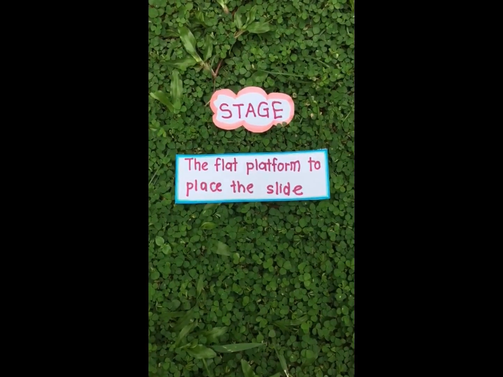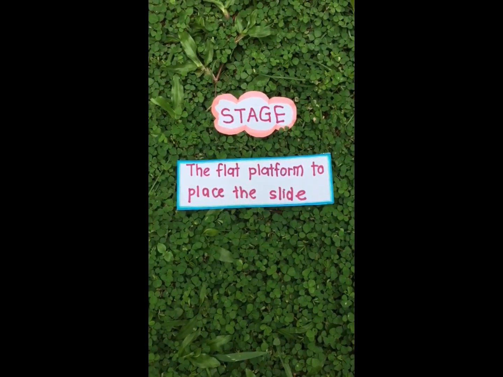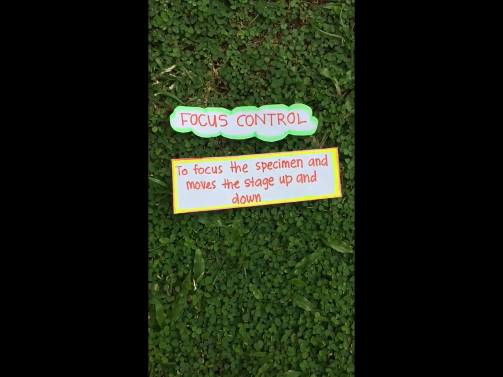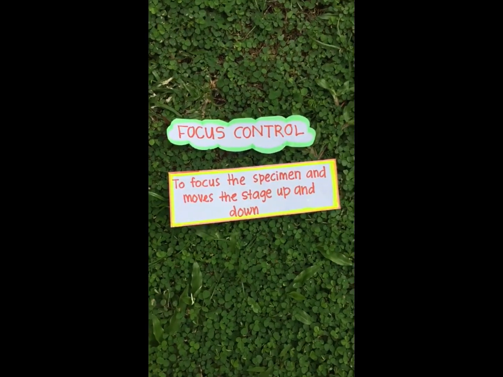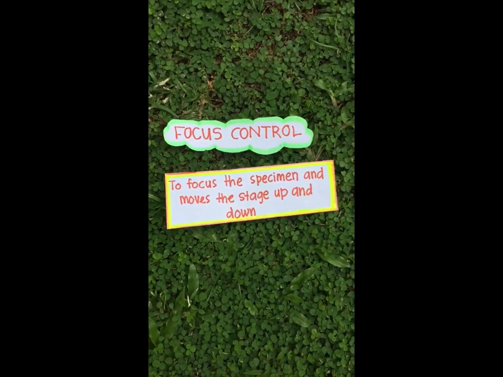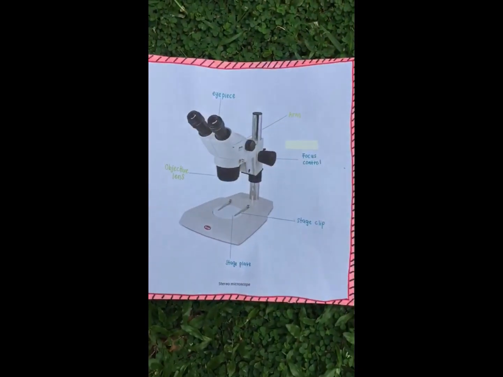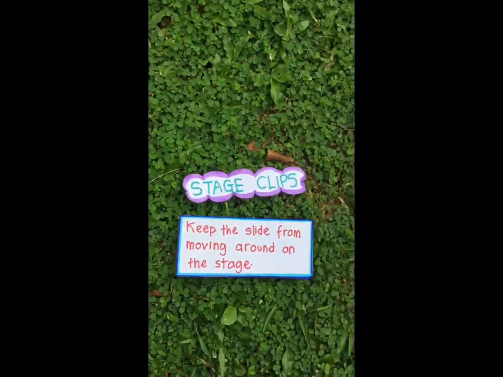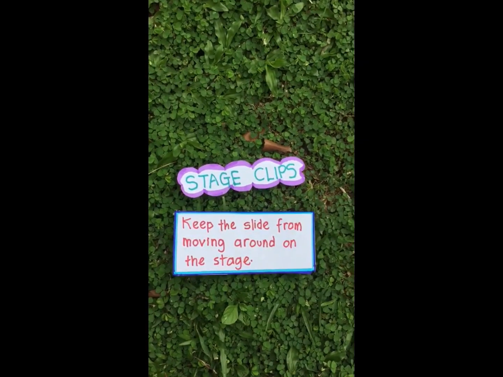Stage. The stage functions as the flat platform to place the slide. The focus control. It is used to focus the specimen and move the stage up and down. The stage clips. They keep the slide from moving around on the stage.